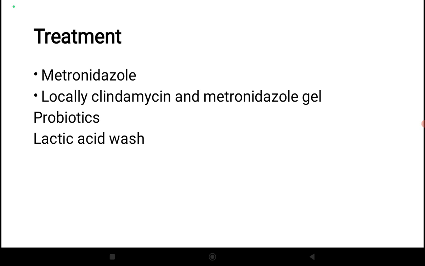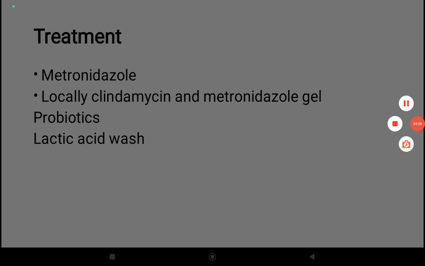Regarding the treatment of bacterial vaginosis, metronidazole is the drug of choice. Metronidazole 400 mg thrice a day for 5 to 7 days is the drug of choice. Locally, clindamycin and metronidazole gel can be used, and probiotics are given to increase the number of lactobacilli in the vagina. Lactic acid wash is given to maintain the pH of the vagina to prevent recurrence.